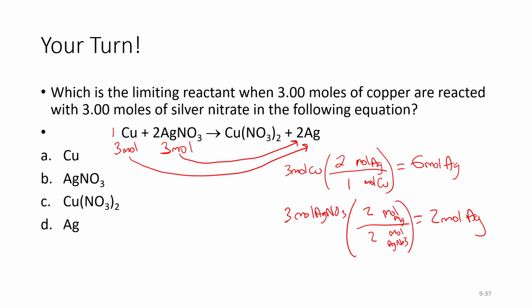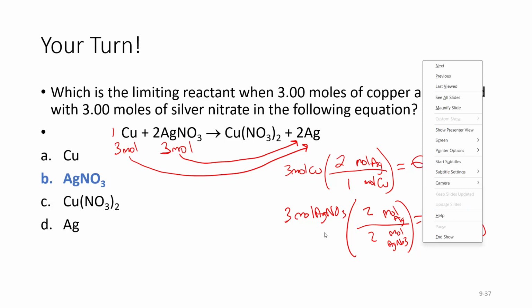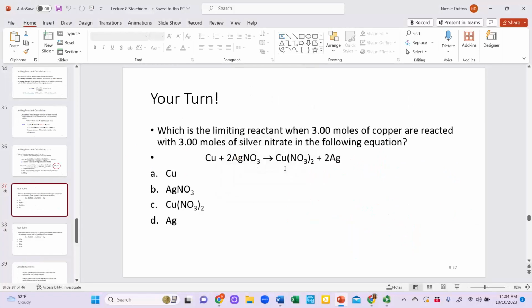So the maximum theoretical yield that we can make is 2 moles of silver, but it's asking which one of the reactants is our limiting reactant. So which one produced the smaller number? Our silver nitrate. If you did it in the other direction, in the other way, it works as well. So let's try it in the other way.